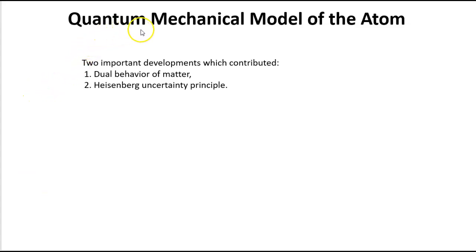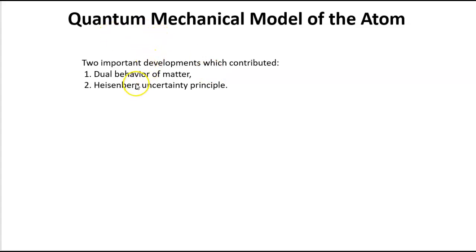Now we will talk about the quantum mechanical model of the atom. Before understanding it, we need to know what two things led to it. There were two developments which were made. One was the dual behavior of matter, and the other was the Heisenberg uncertainty principle, which actually laid the path for the quantum mechanical model of the atom. So we'll first understand the dual behavior of matter, then the Heisenberg uncertainty principle, and then we'll come to the quantum mechanical model.